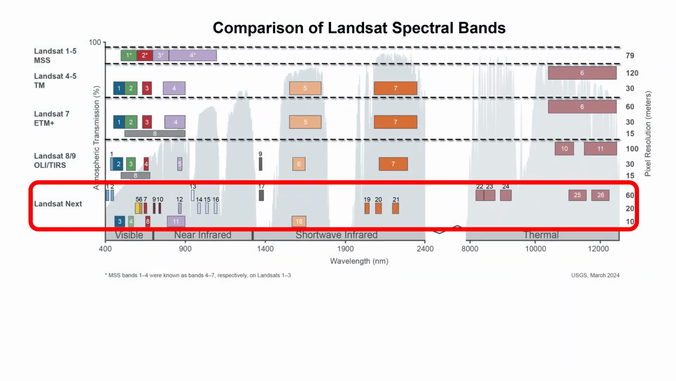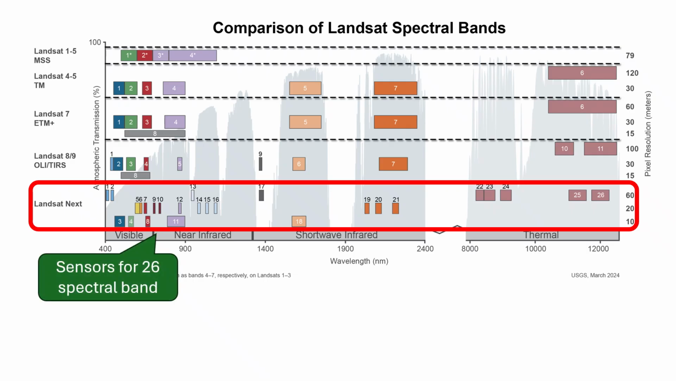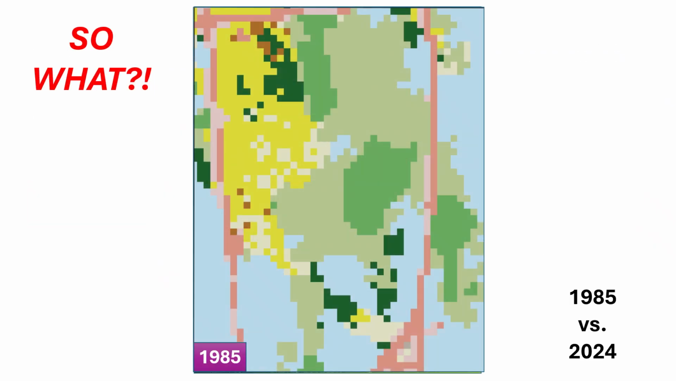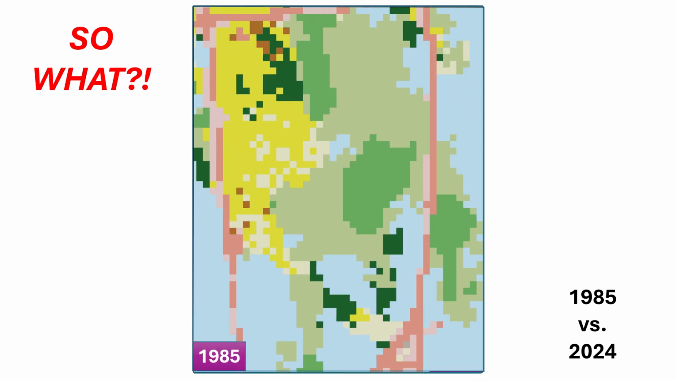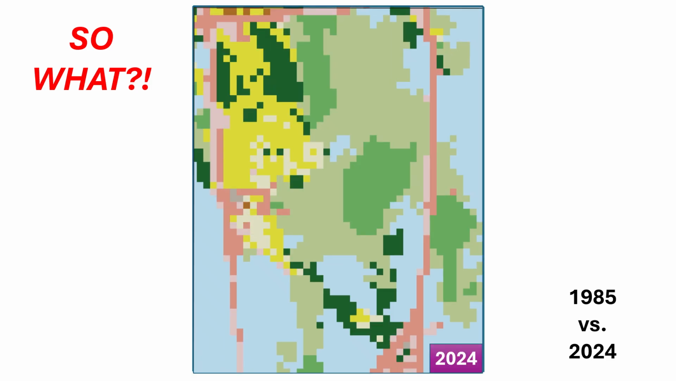Just FYI, the next version of Landsat, should there ever be one, will have sensors for 26 spectral bands, thereby enabling much finer resolution of land cover types. We can see some changes in land cover from 1985 to 2024, so that's kind of cool, but really, so what?